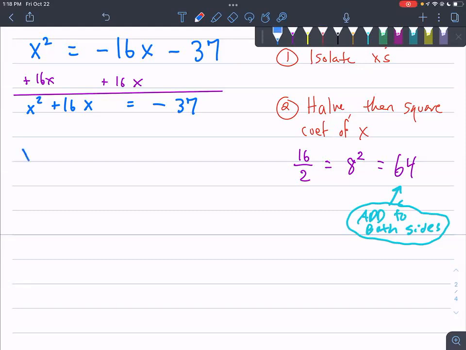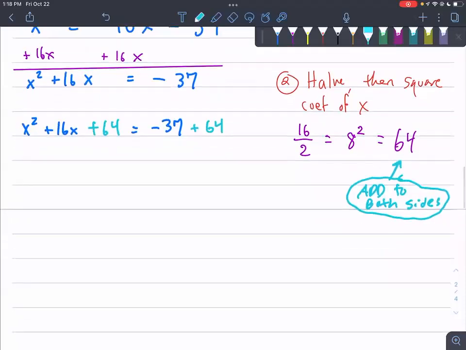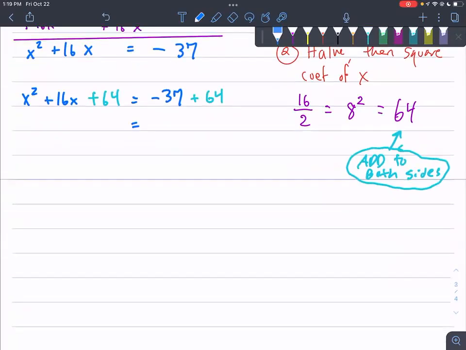So I'm going to rewrite this: x squared plus 16x plus 64 equals negative 37. And then plus what? 64. Just checking. So adding that to both sides. And you can always do that with an equation. As long as you do something to the left and then you repeat it on the right, you haven't changed what the solution is, keeping it balanced. So on the right, negative 37 plus 64, is that 27?